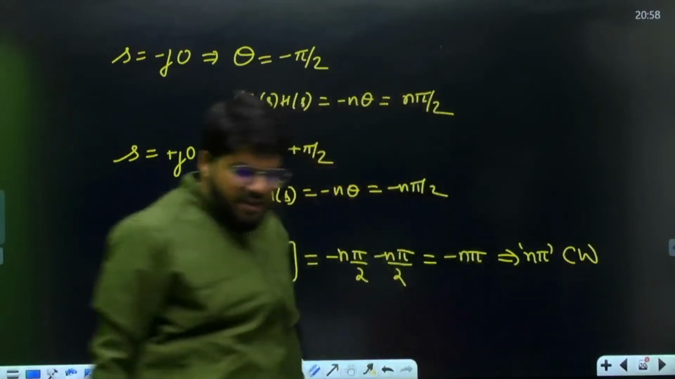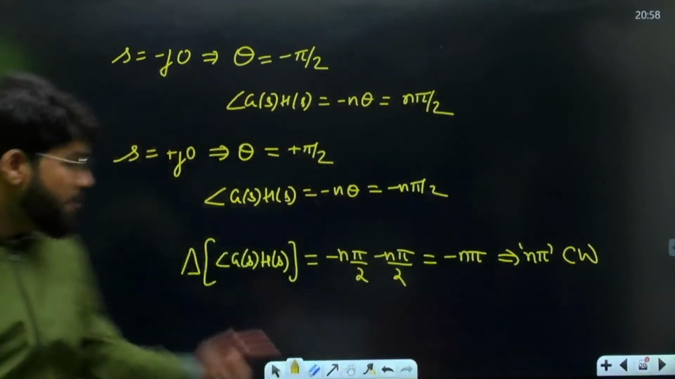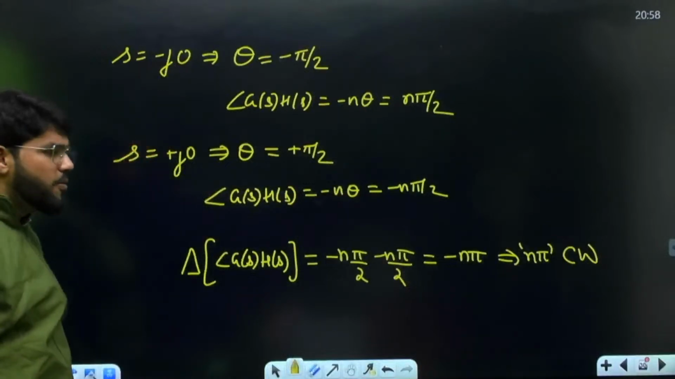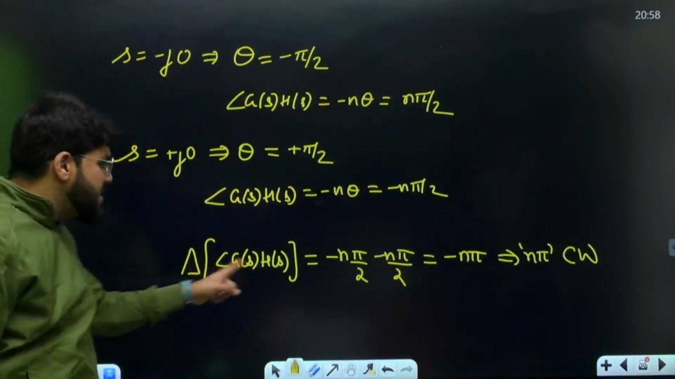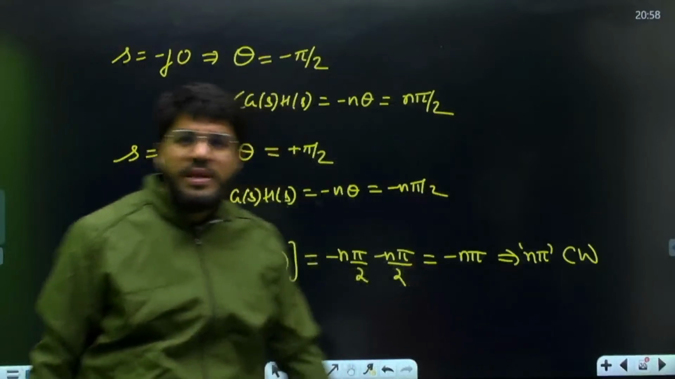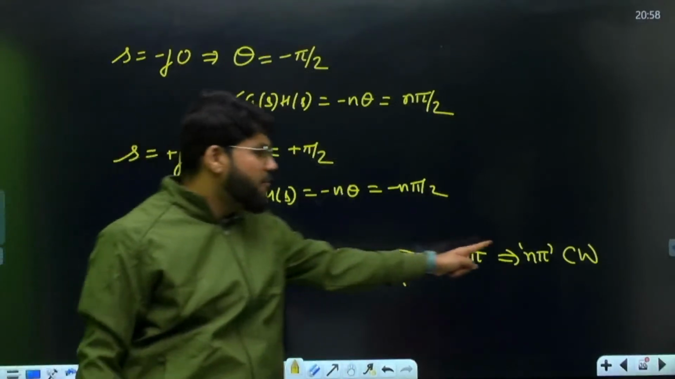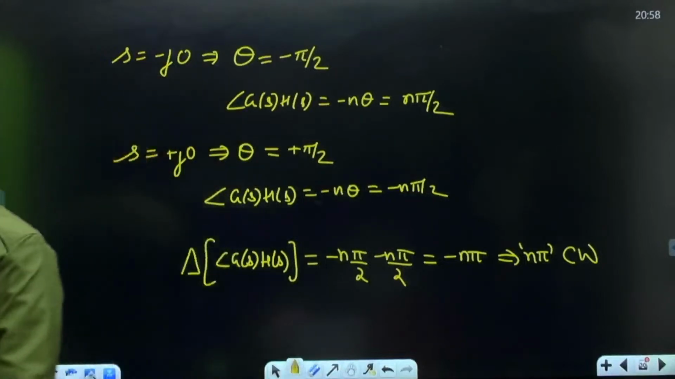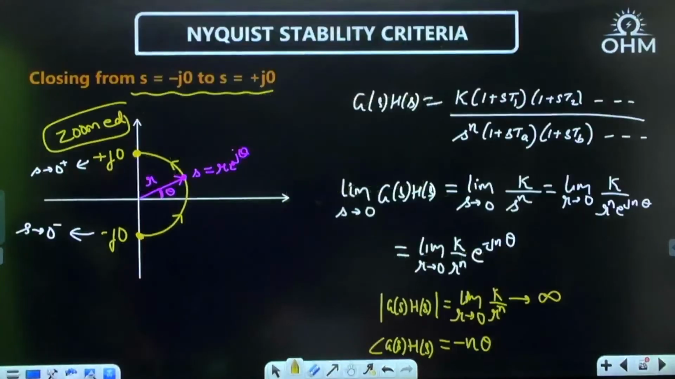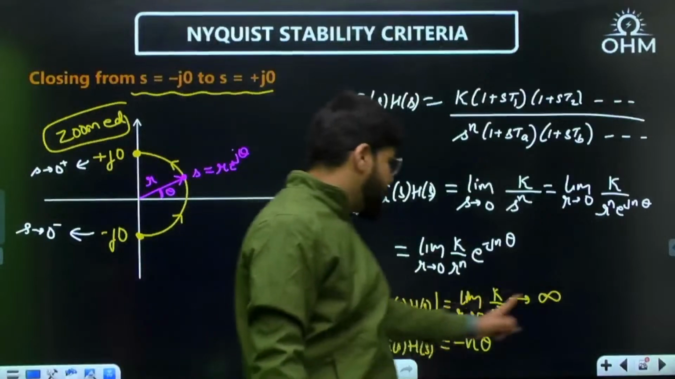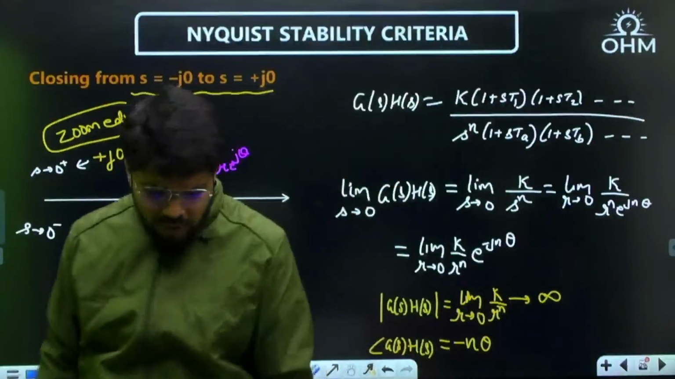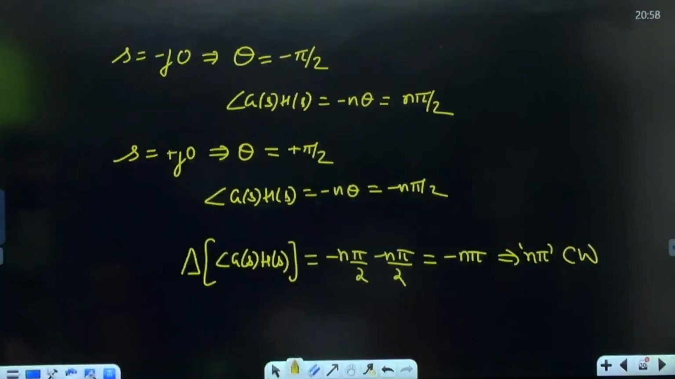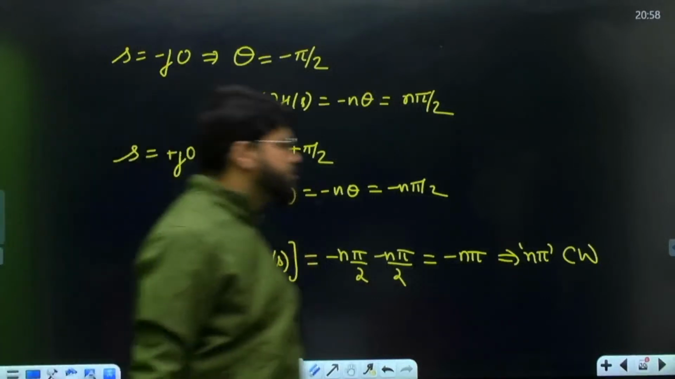That means whenever s changes from minus j0 to plus j0, the change in angle of G(s)H(s) will be n pi clockwise. That means we need to join these points through an angle of n pi in the clockwise direction through an arc of infinite radius, because the magnitude is infinity. All these calculations will be better explained when questions come.